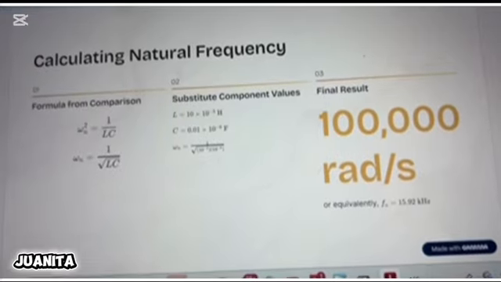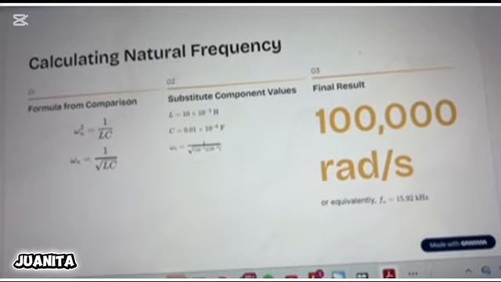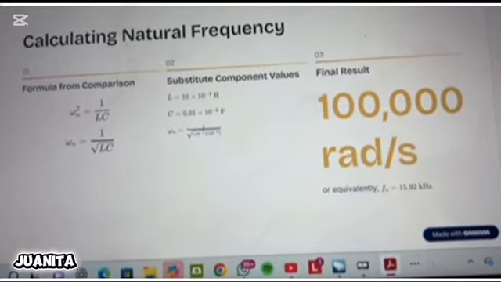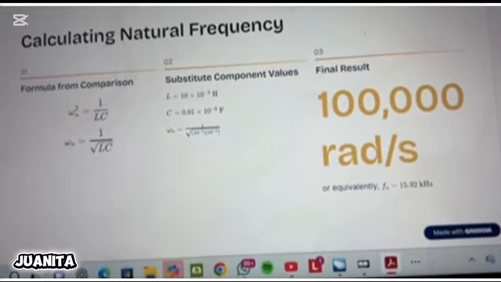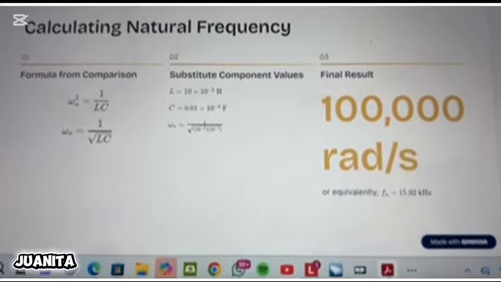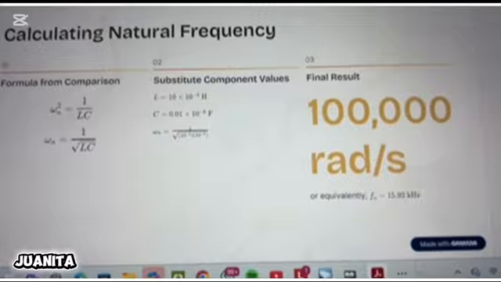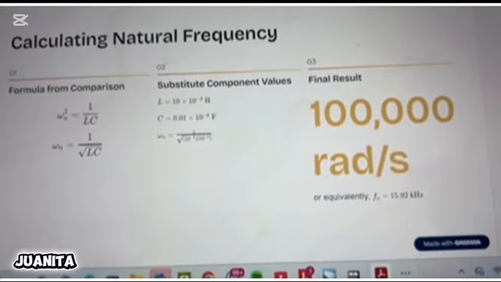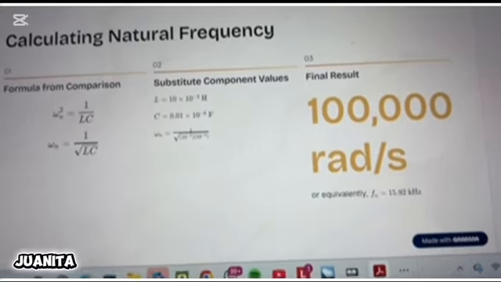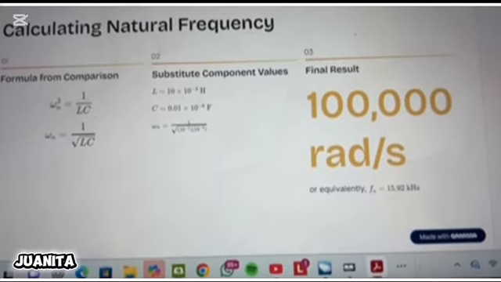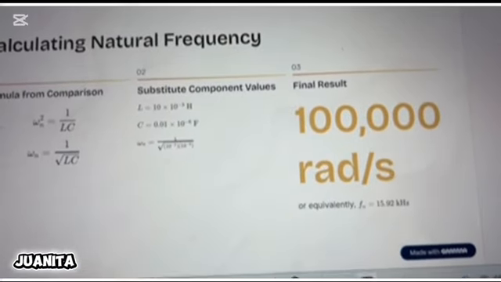Substituting the circuit values, inductance is equal to 10 millihenry, and capacitance is equal to 0.01 microfarads. We obtain the final result of 100,000 radians per second. To make it simpler, we convert it to hertz, and we get 15.92 kilohertz.